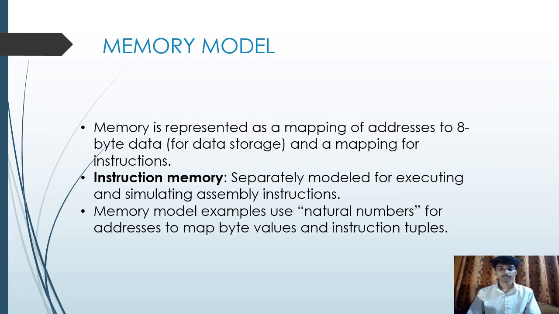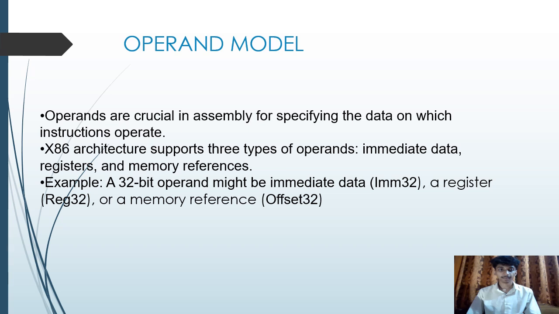Memory model. Memory is represented as a mapping of addresses to 8-bit data and a mapping for instructions. Instruction memory is separately modeled for execution and simulating assembly instructions. Memory model examples use natural numbers for addresses to map byte values and instruction tuples.